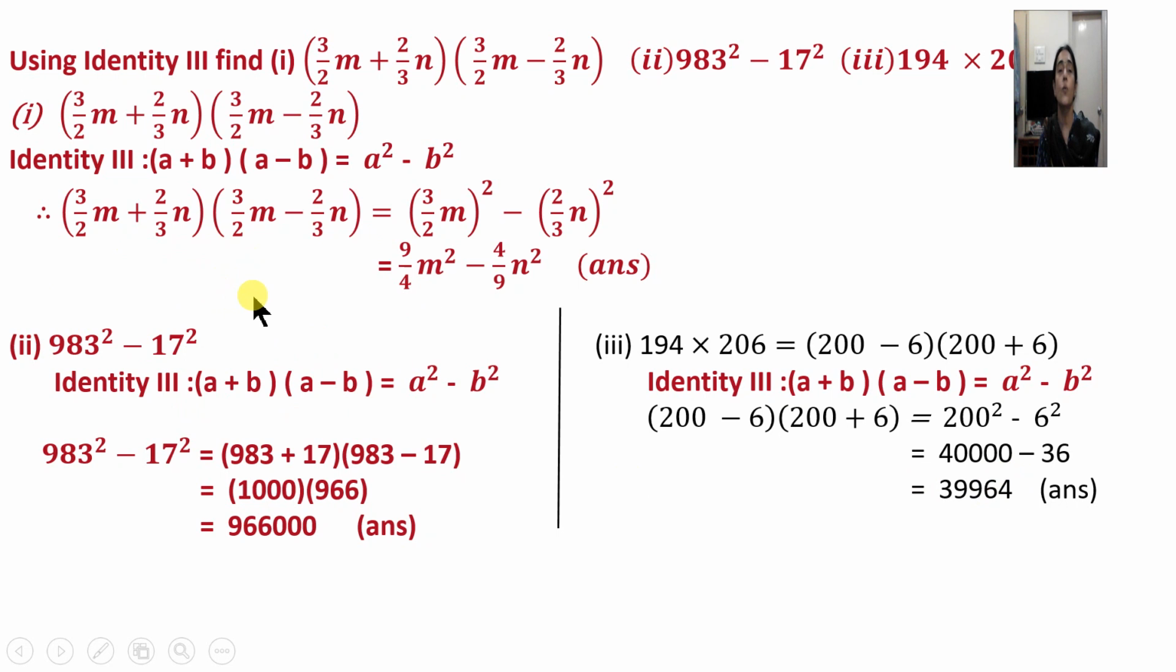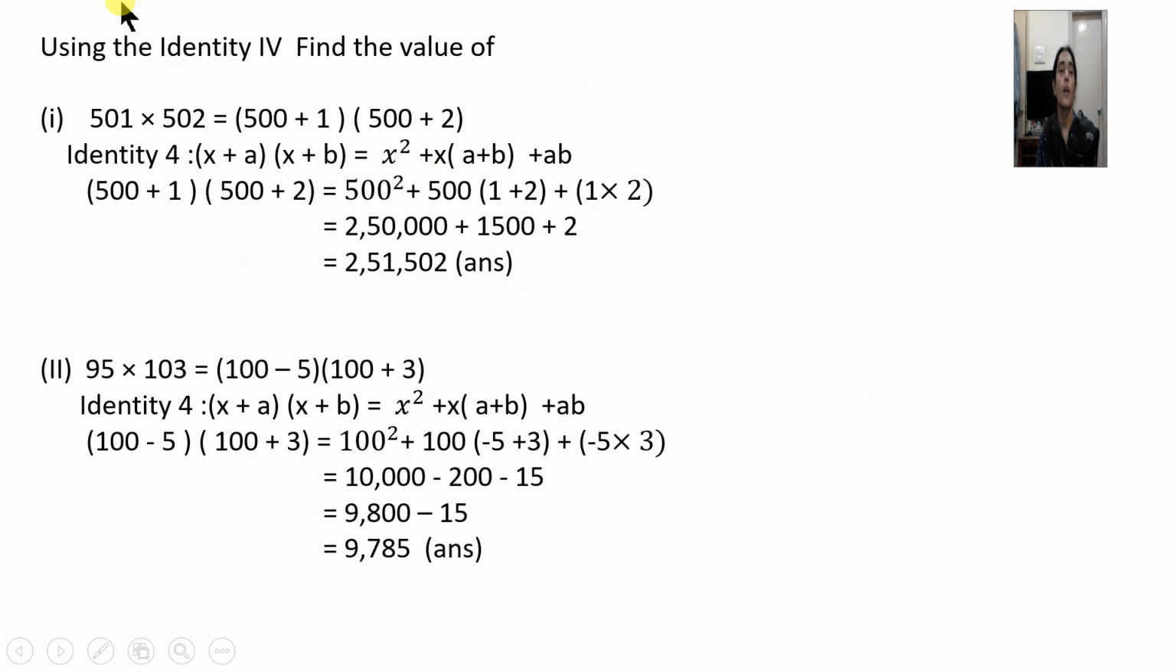Now let's go to identity 4. What is our fourth identity? Fourth identity is x plus a into x plus b. Here only the first term is same, second terms are not same. So how do we use this? You are given the first one, 501 into 502. As I told you, first find out the bigger number. Bigger number is 500 plus 2. So is the smaller number 500 minus 2? No. Here it is 501, so it is 500 plus 1. So I write down 500 plus 1 and 500 plus 2.